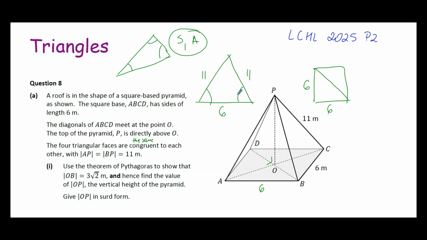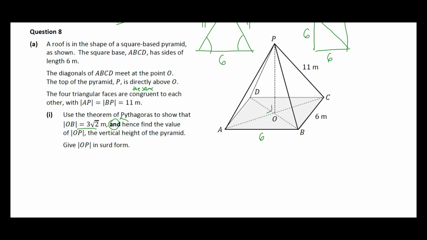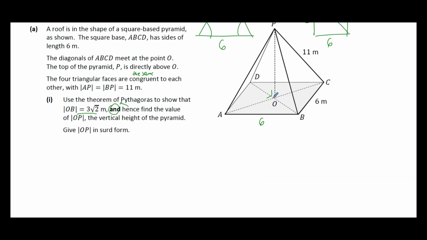So what do we need to do with this information? Use the theorem of Pythagoras. They're very kind to tell us what to use to show that OB is 3√2, and hence, with that knowledge of OB, we will be able to find the value of OP, the vertical height of the pyramid. So how do we find OB? My OB is a part of two things. It's a part of this triangle here, and as well OB is a part of the base of the square.